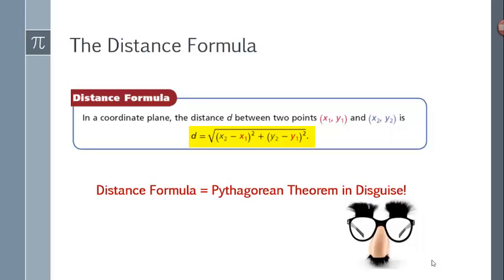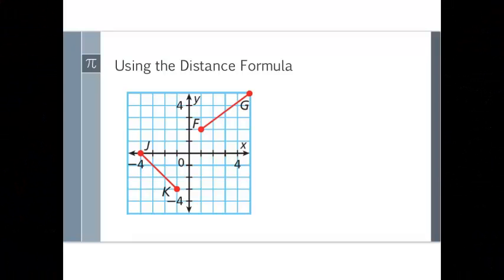So again, I'm going to encourage you to not get bogged down with memorizing the distance formula, but instead understand how it relates to the Pythagorean theorem, and then you won't really have to memorize anything. So we'll take a look at some of these examples of the distance formula, and we will look at these in more depth in class tomorrow. Now, as we said, the distance formula is really just the Pythagorean theorem in disguise.